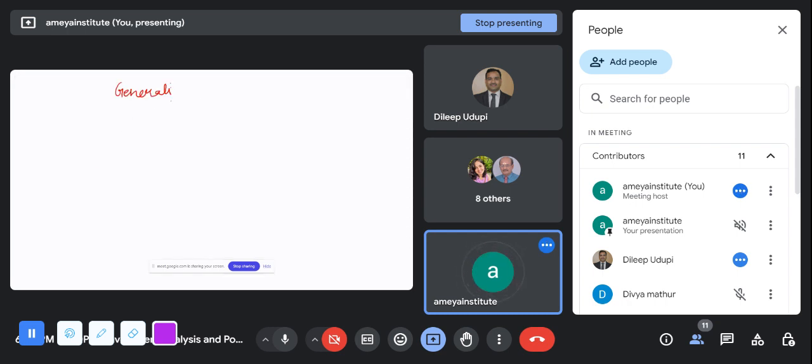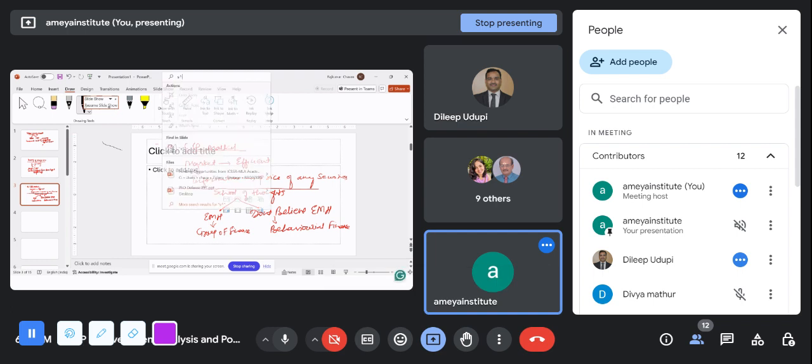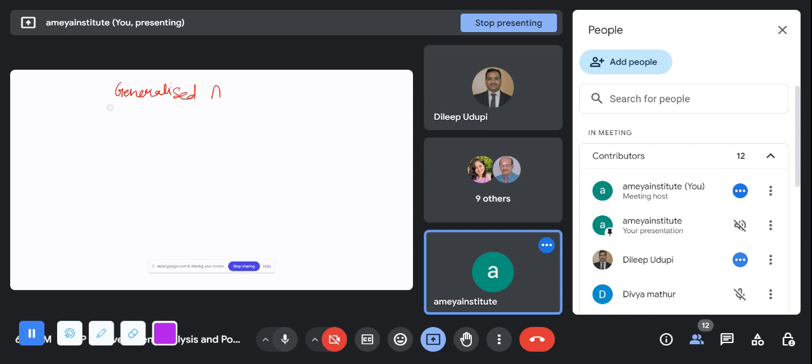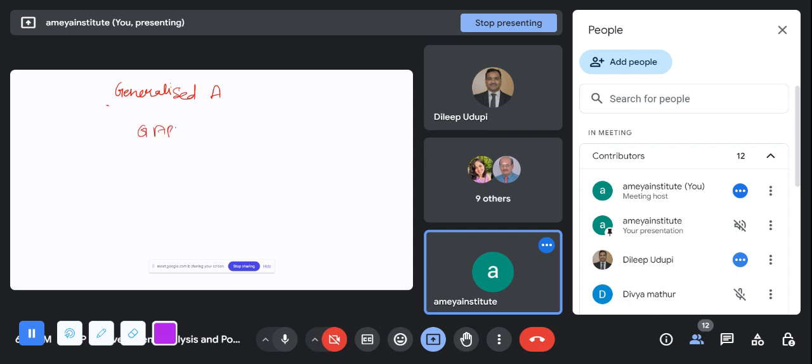Next, in the asset pricing model, we'll discuss the first one, called the generalized asset pricing model. Now, what is the formula under the generalized asset pricing model? We can say the expected return E(R_jt) is nothing but alpha plus beta_j f_t plus epsilon_t. This is the generalized asset pricing model.